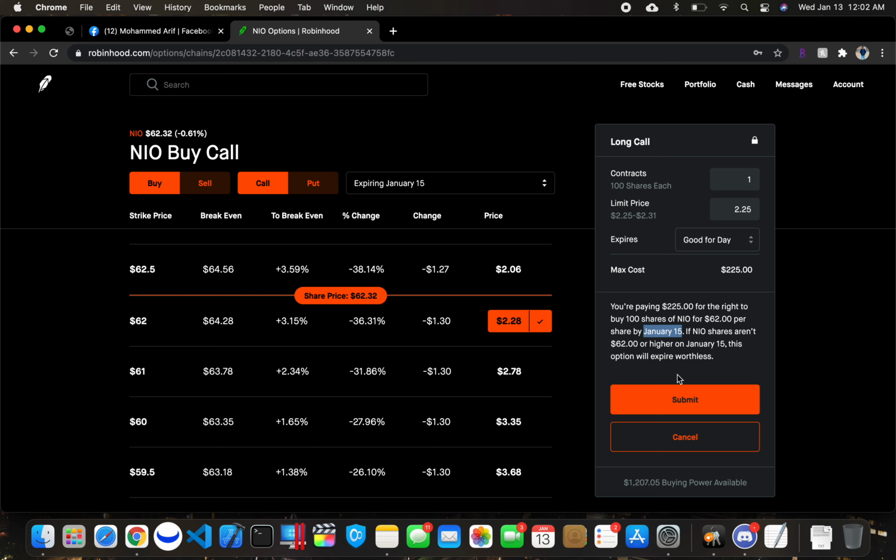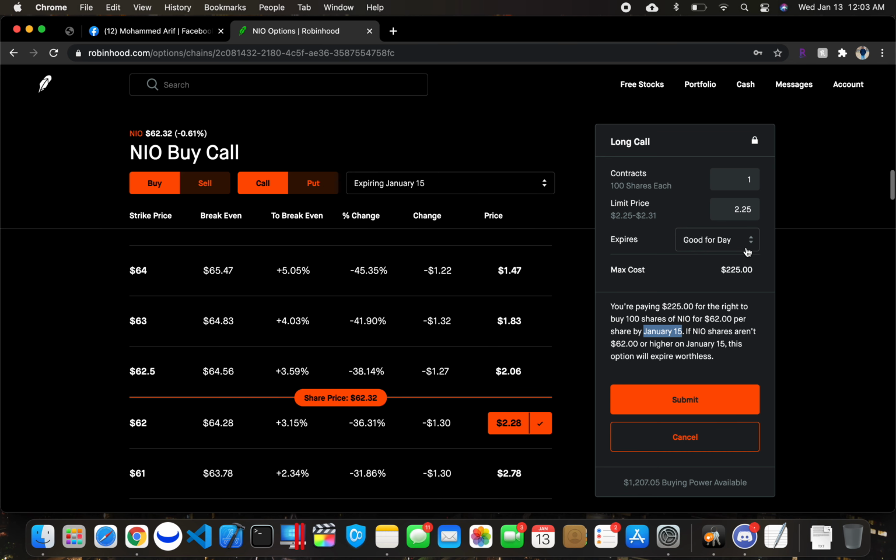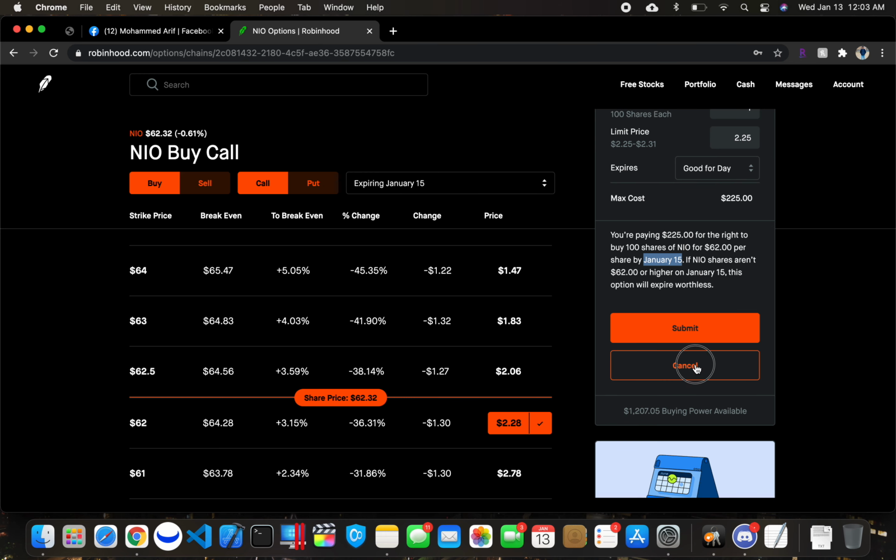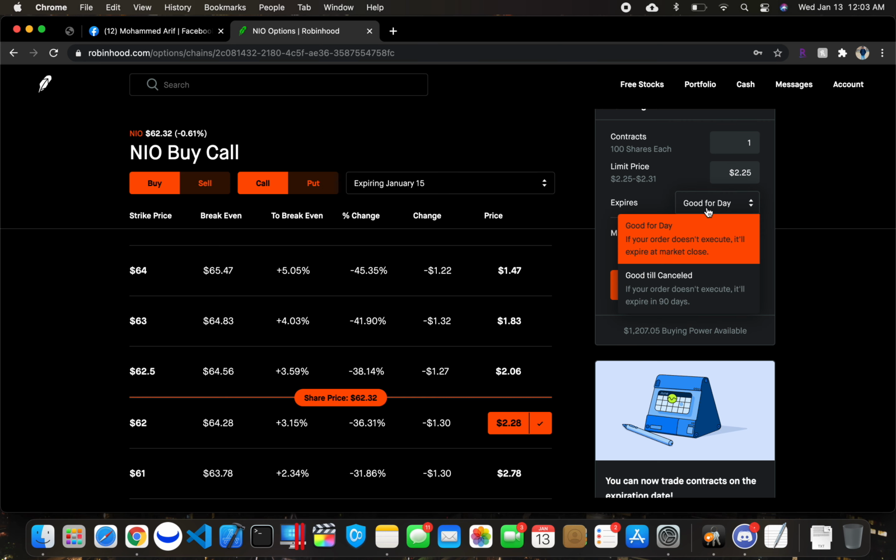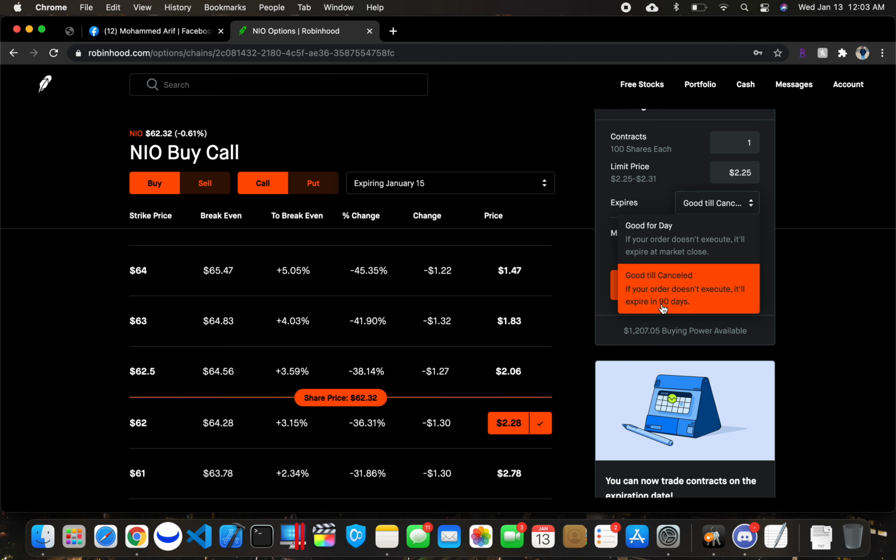So if we submit this right now, it will stay in the queue, and then when the market opens, it will go ahead and fill the order. If you select here on Robinhood, I believe you need to get approved for this option, but let's cancel that. And if we click on good for day, good till canceled, this option here, good till canceled, meaning within this 90 days this order will be active.